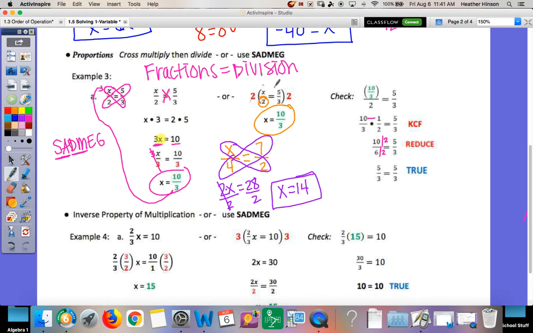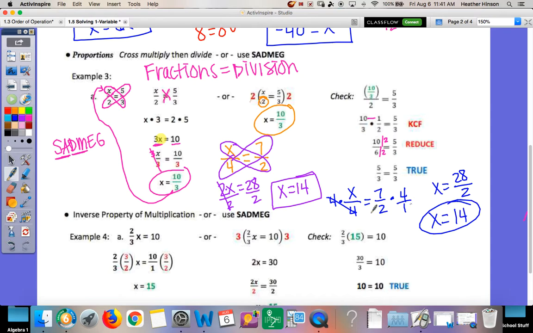If I just want to do it the other way, I'll write it over here. Same exact problem, but if I don't want to do the butterfly method, you can just multiply out the bottom of your x to the other side. Now you will have to put it over 1. 7 times 4 is 28. 2 times 1 is 2. And 28 divided by 2 is 14. So you'll get the same answer either way.